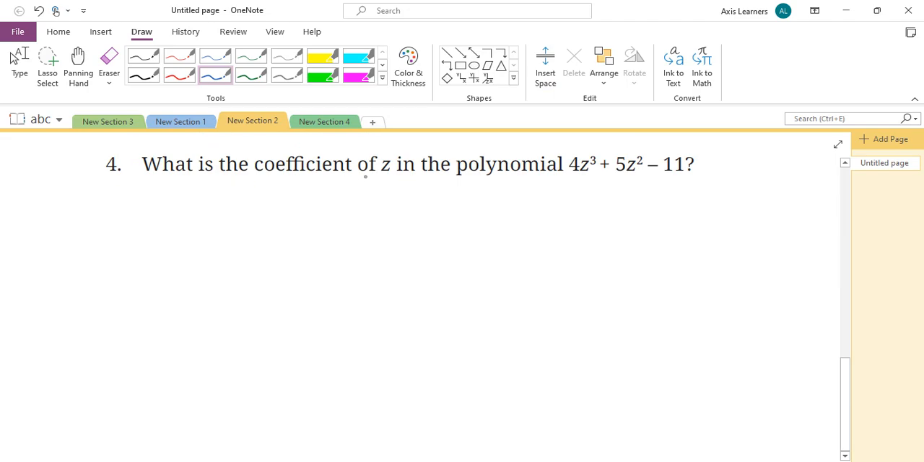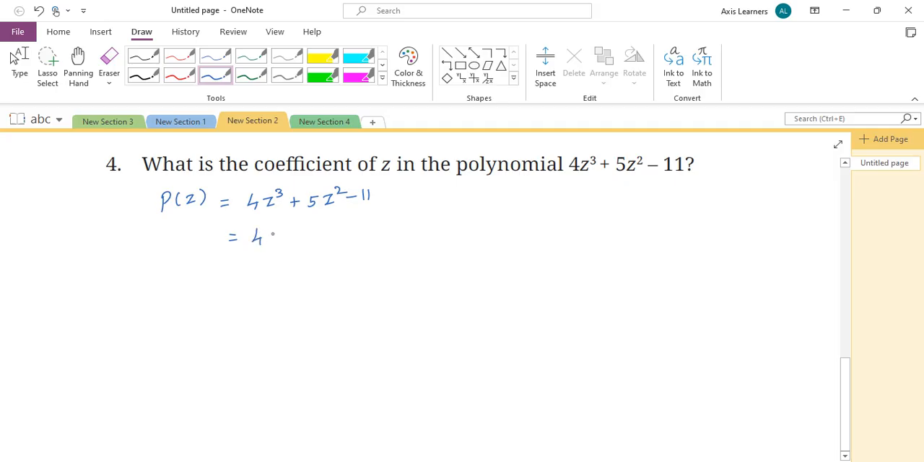What is the coefficient of z in the polynomial 4z cube plus 5z square minus 11? Look at here, it is a cubic polynomial and it does not have a z term. So I will rewrite this as p of z. P of z is equal to 4z cube plus 5z square minus 11. Cube term is there, square term is there, but the linear term does not exist.